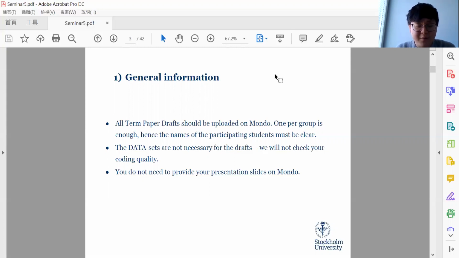And for the general information about term papers, all term paper drafts should be uploaded on Athena, and one per group is enough, as a group assignment. How you upload the term paper is the same as how you upload the assignments. The only difference is the data sets. For the preliminary version, the first draft, you don't need to upload a data set. The upload of the data set is for your final version.